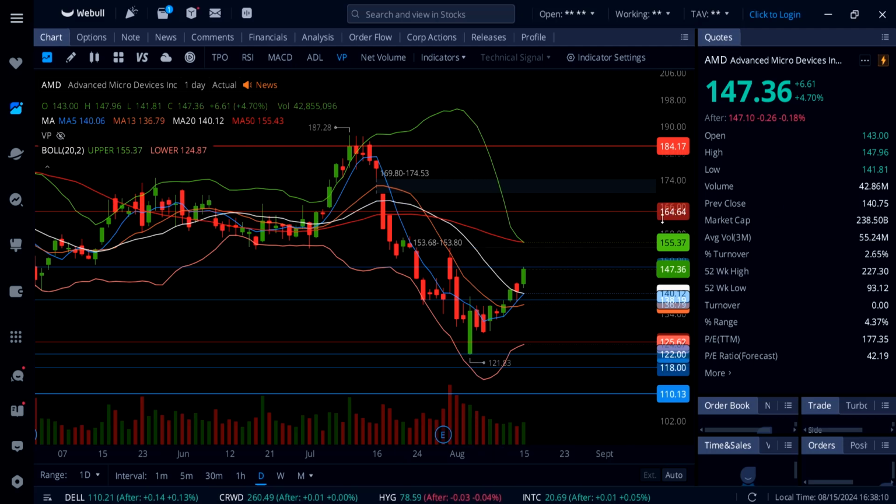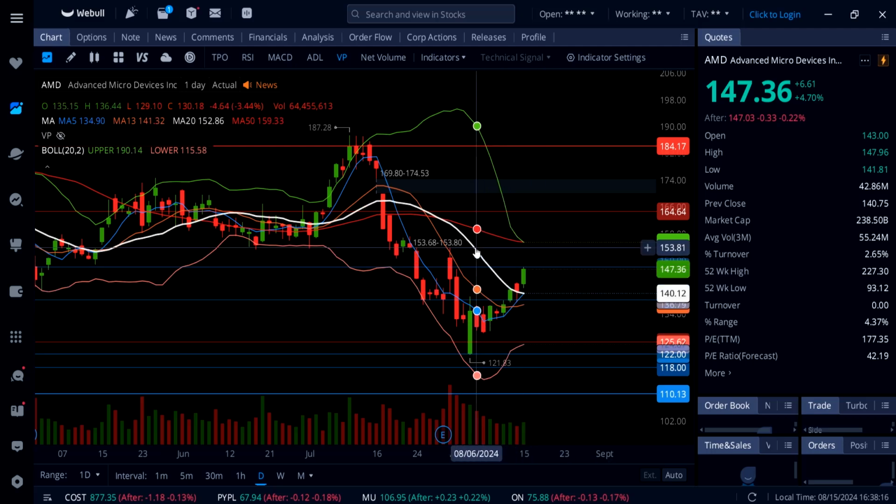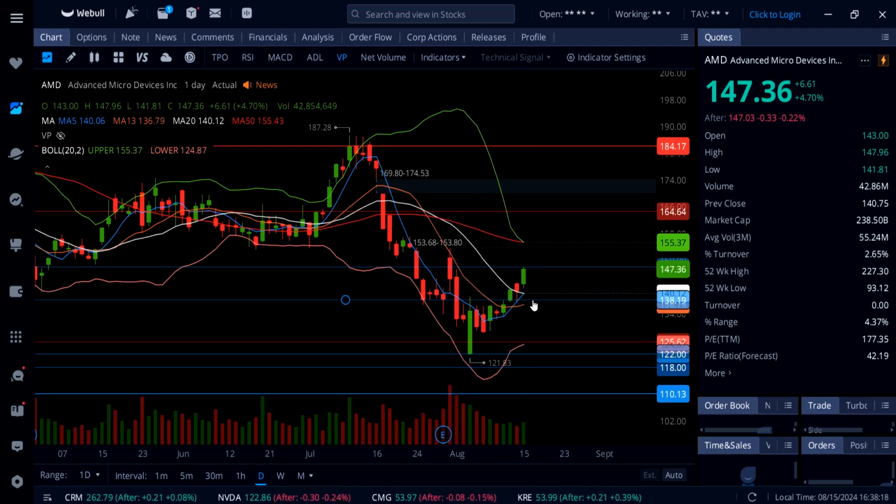Now to the downside, we get some sort of a pullback. Watch out, AMD needs to hold in between 140, the 20-day moving average, and this critical support at 138. Underneath that level, you're going to see a flush again down to 125.